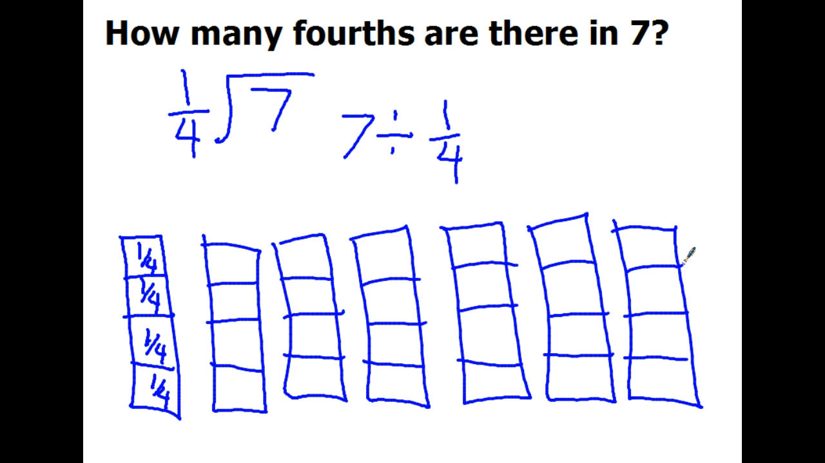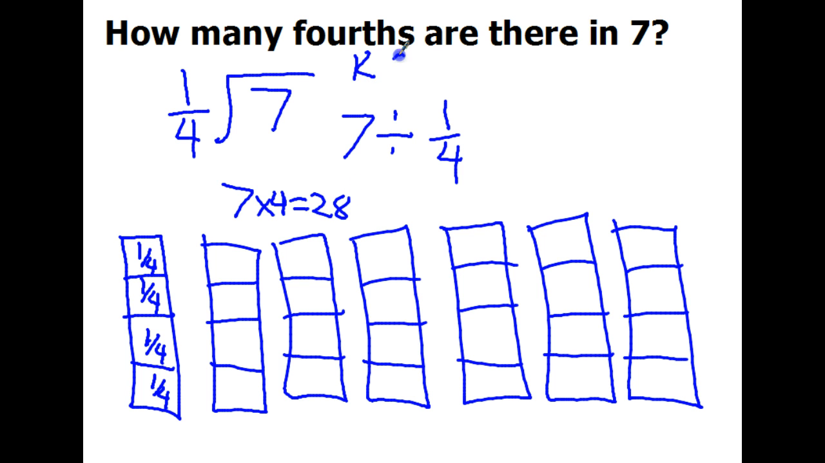And then if I went really quick for repeated addition as multiplication here, there's 4 in each one, and I have 1, 2, 3, 4, 5, 6, 7 of them. So really that's 7 times 4, which equals 28. Let's go up here and try with our 7 divided by 1/4.